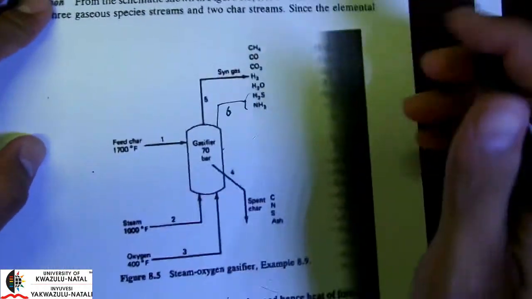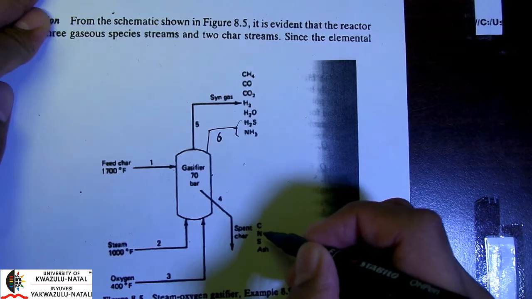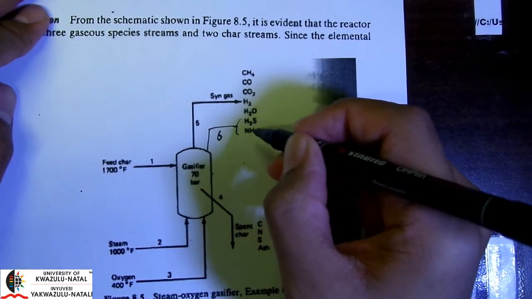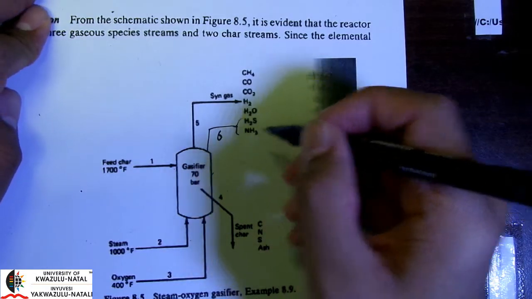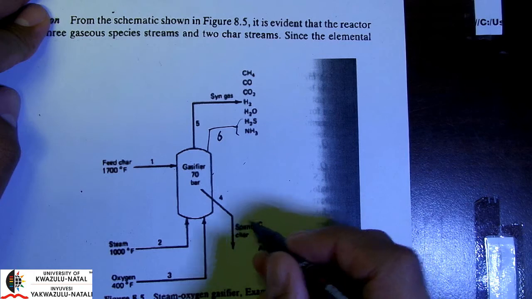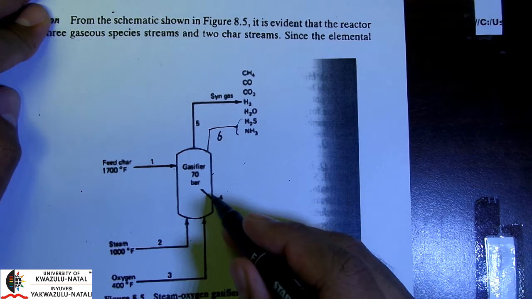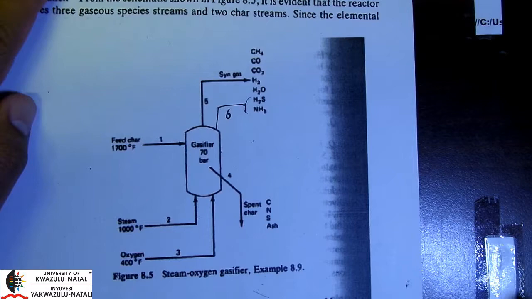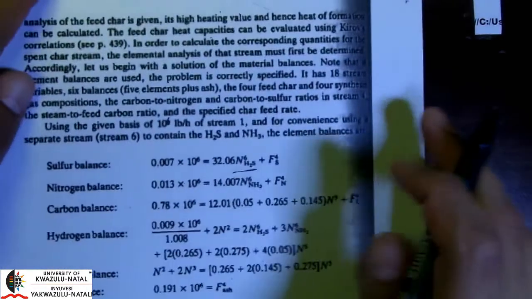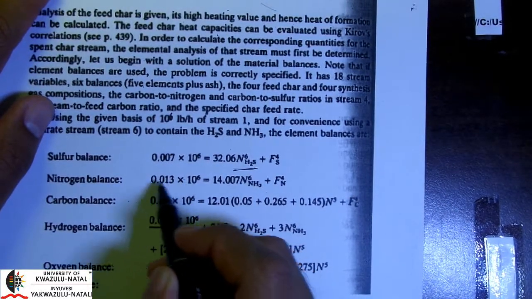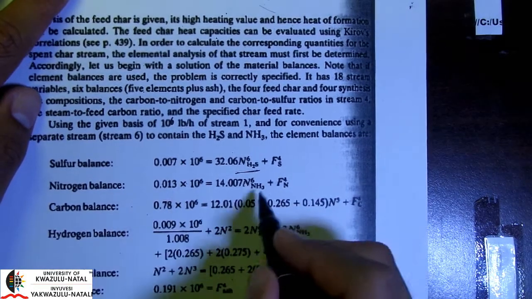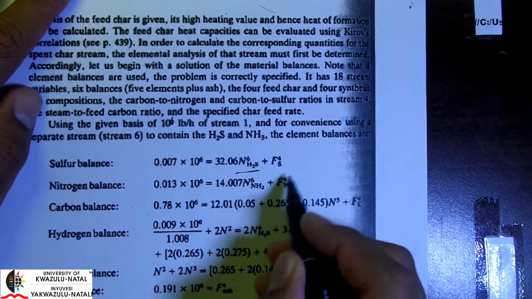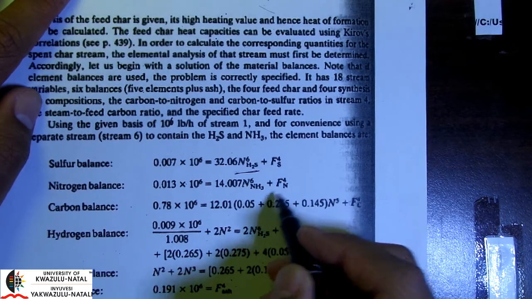Okay, now in terms of our nitrogen, we have nitrogen also coming out in the spent char as well as in stream 6. So those are our outputs: 1 mole of nitrogen in 1 mole of NH3 and 1 mole of nitrogen for each molar flow rate in stream 4. And we also have nitrogen, of course, in our feed char. So here is our balance. We have 1.3% nitrogen in our char, and these are our outputs. We of course don't know the output of nitrogen as yet in the spent char.